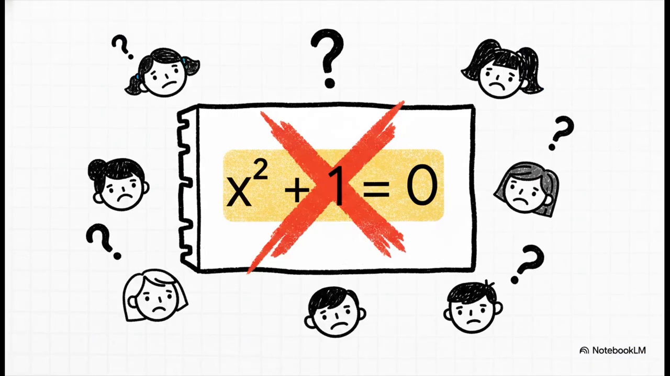We're usually told they were created to handle equations just like this one. X squared plus 1 equals 0. You know, an equation that seems to need a number that, when you square it, gives you -1. It's a nice, tidy explanation. But it's not what really happened.